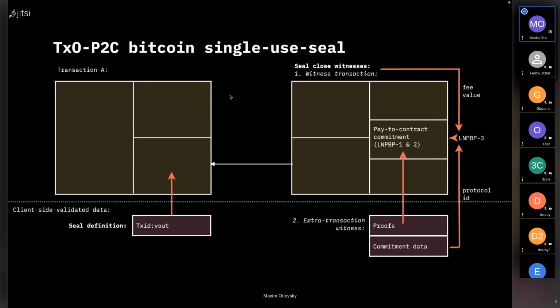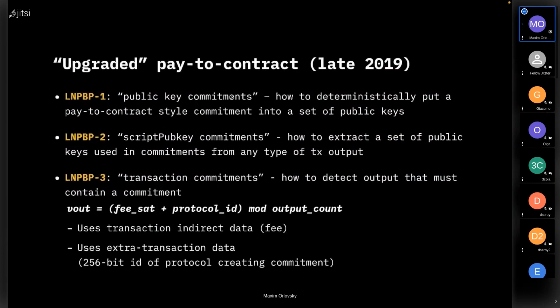And for that, we have this LNPBP3 proceeding. So basically, we ended up with the 3 standards designed late in 2019. The first one, LNPBP1, describes how to deterministically put a pay-to-contract style commitment into not just a single public key, but even a set of public keys, because some transaction outputs may contain scripts that have multiple public keys, and we need to be sure that we are not able to create a double commitment using different public keys and spread it to different parties to prevent double spend.